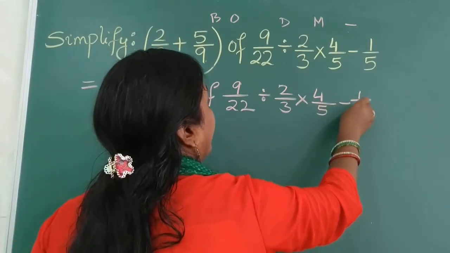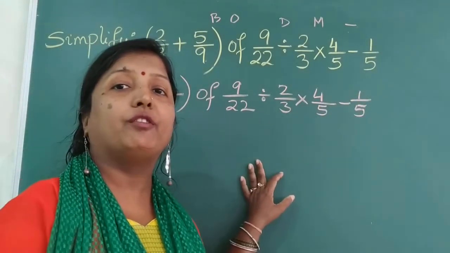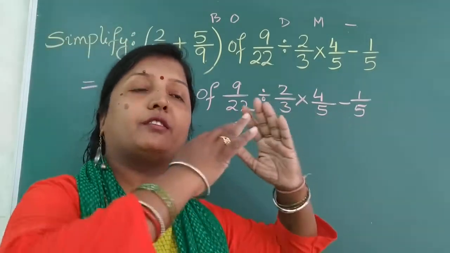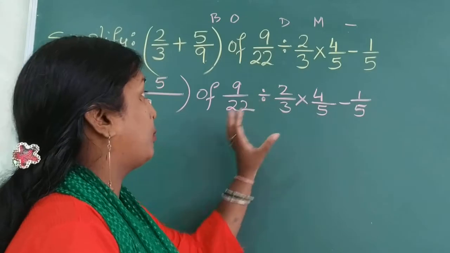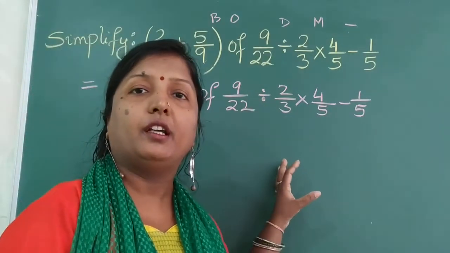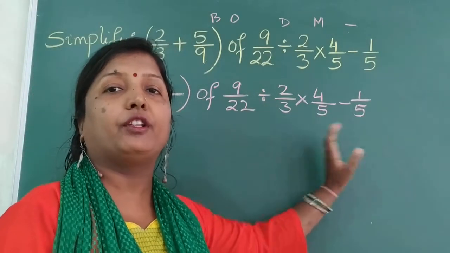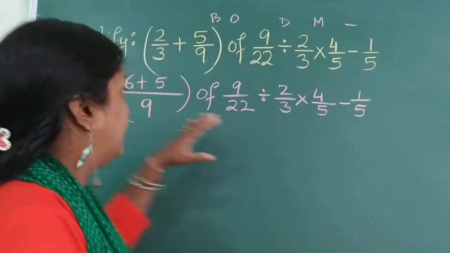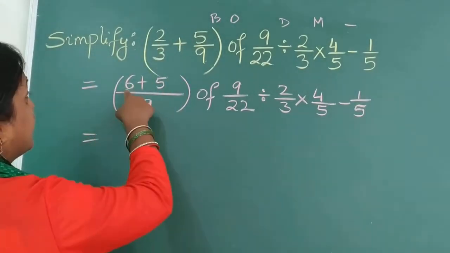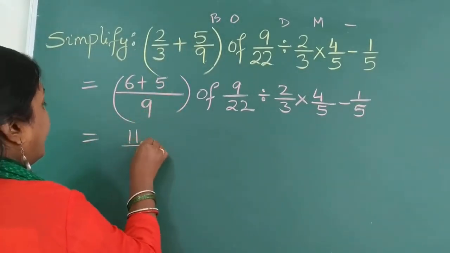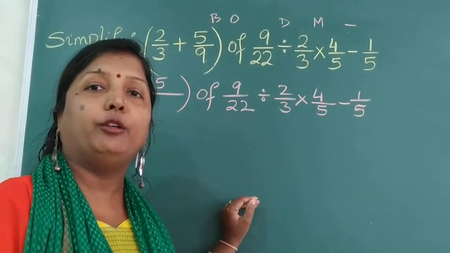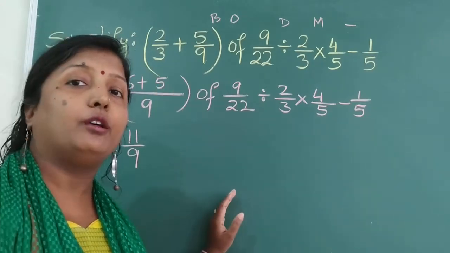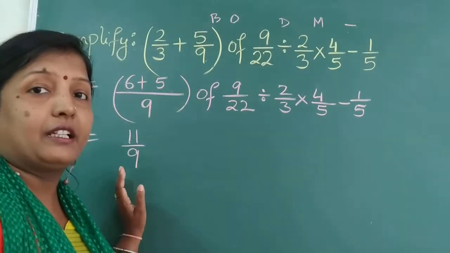Children, to maintain accuracy, my suggestion will be to write this number in such expanded and big size so that you are never confused with what the number is and what the operator is. So be very clear with your calculations. So here we get 6 plus 5 is 11 by 9. Because we have solved the addition, we don't need to put the bracket anymore. So here you have solved the brackets, so you don't need to put the bracket sign anymore.